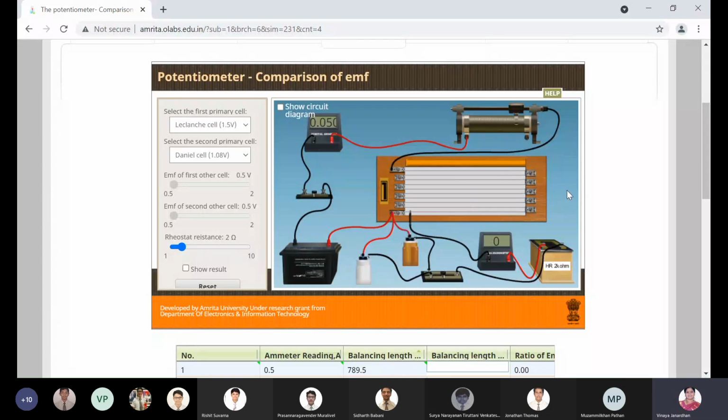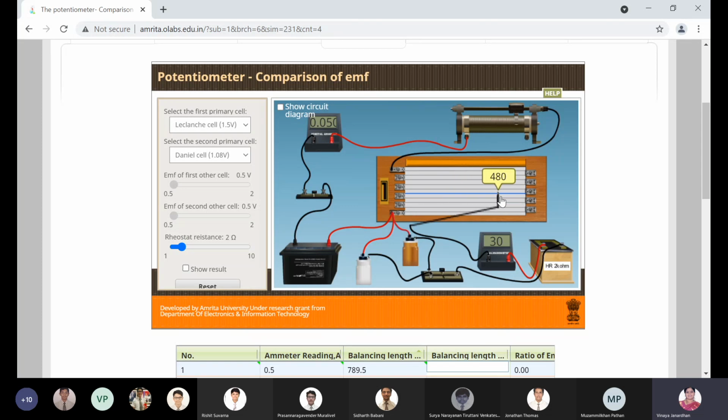Let me put the key. Let me remove this key and put it in the other location. So I'm including now the Daniel cell, because previously I had put the key over here. Now I have moved the key so that your Daniel cell is included in the circuit. So let me move. See, it's showing a 30-degree deflection.